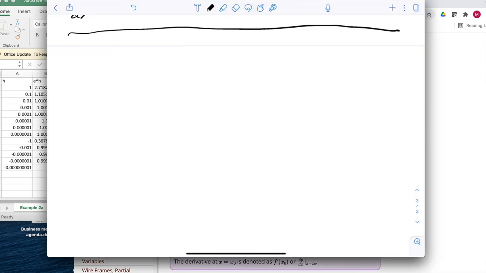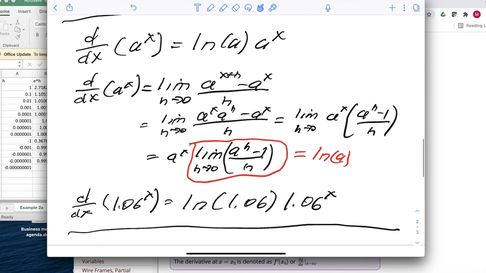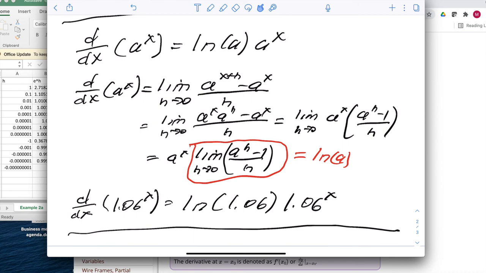The next rule we want to look at is very similar to the previous one. I'm going to look at the derivative of a to the x and claim that it's ln of a times a to the x. The derivative with respect to x of a to the x is the limit as h approaches 0 of a to the x plus h minus a to the x all over h. I can break a to the x plus h into a to the x times a to the h. I can factor a to the x out. I can bring a to the x past the limit sign, and I'm going to claim that this chunk here is the natural logarithm of a.